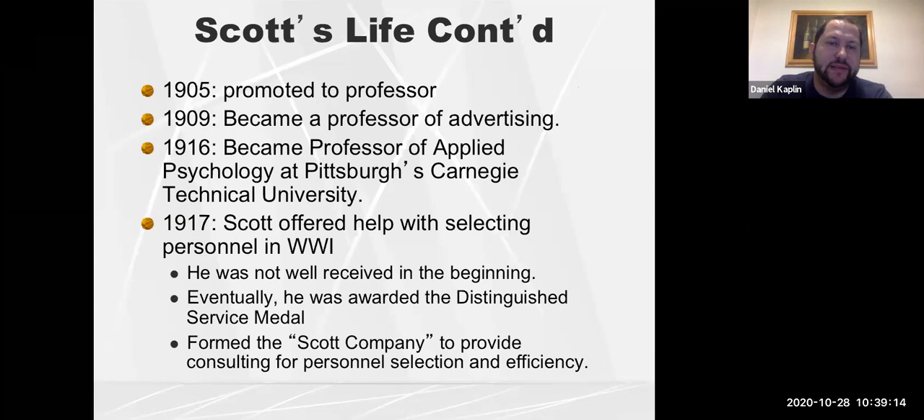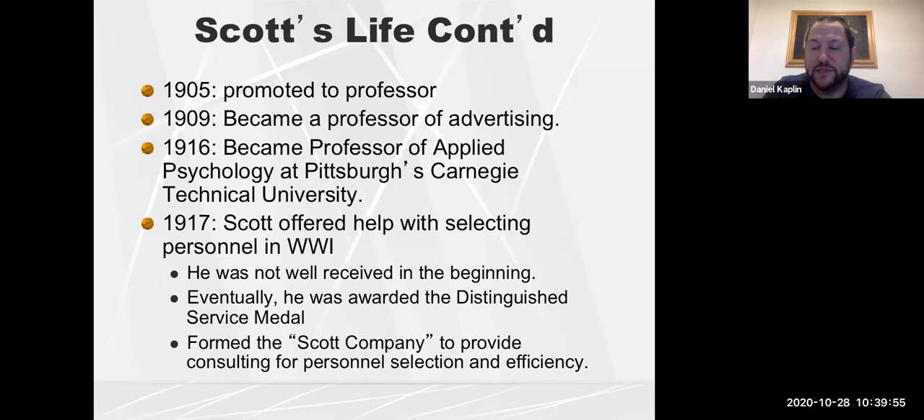By 1916, he moves to Carnegie Mellon to become an applied psychology professor at Carnegie's Technical University. 1917, he starts also helping with selecting personnel for World War I. In the beginning, he wasn't well received, but like I mentioned, he received the Distinguished Service Medal from the Army by the end of it. And ultimately, he forms the Scott Company, as in his name, to offer consulting in hiring and efficiency practices.